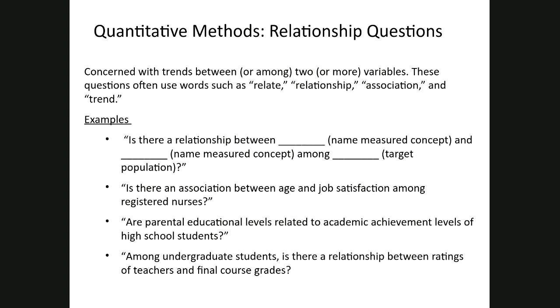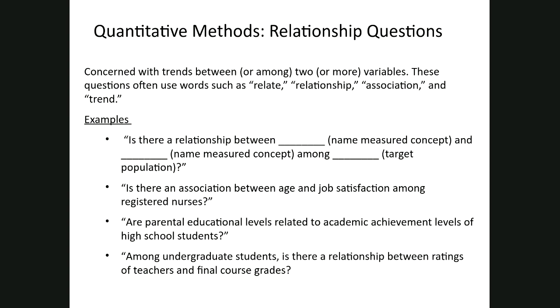So just starting out, obviously in this class we're dealing with quantitative research, and at this point in the course we're looking at inferential statistics. One of the quantitative methods that you can do is to look at relationships between variables. So for example, with a correlation, we do look at relationships between or among two or more variables. When we have a correlation, we often use terms like relate, relationship, association, or trend. And we look at whether those are related and to what extent.